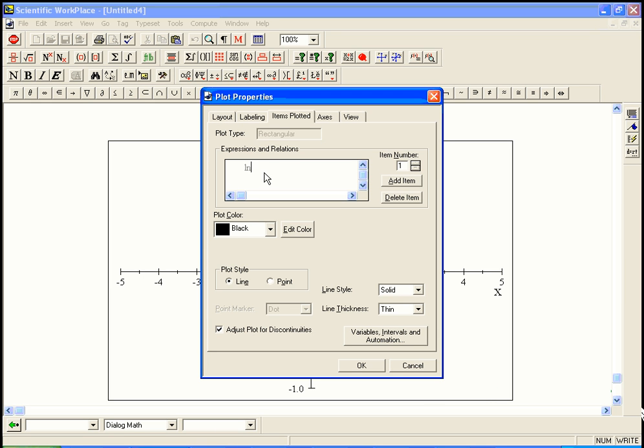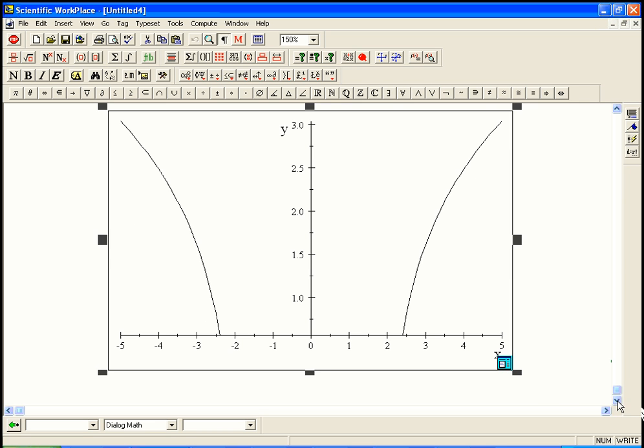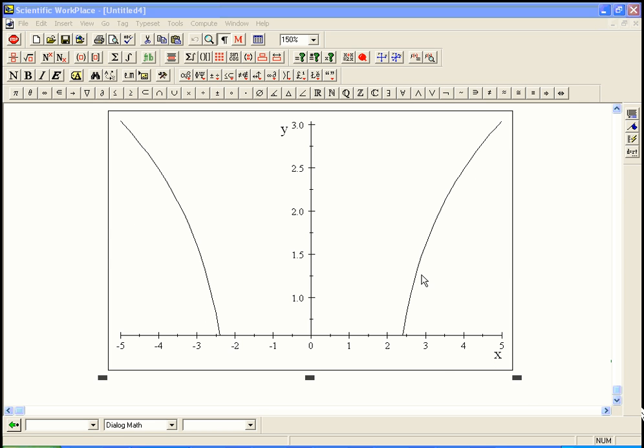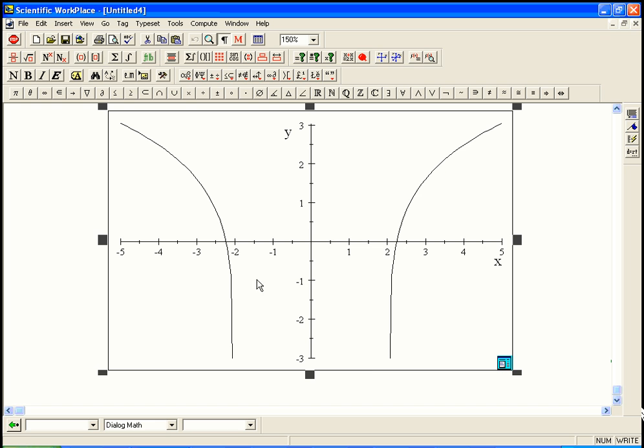So let's change it. ln, oh no, it was ln of x squared minus 4. And we see that, in fact, for some reason it's only plotting the positive part. Let's do this, minus 3. So here we can see there's an asymptote at minus 2 and 2, and the domain has this big gap in the middle. Okay.